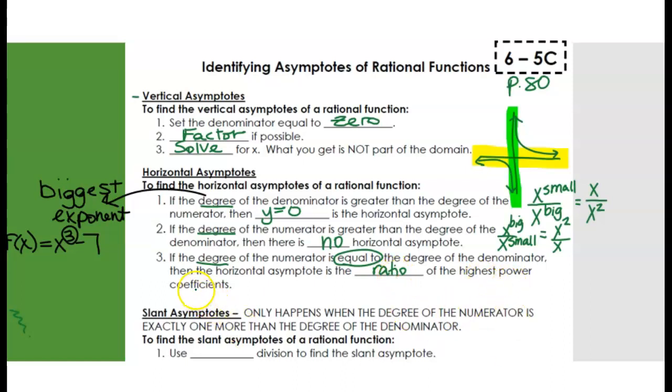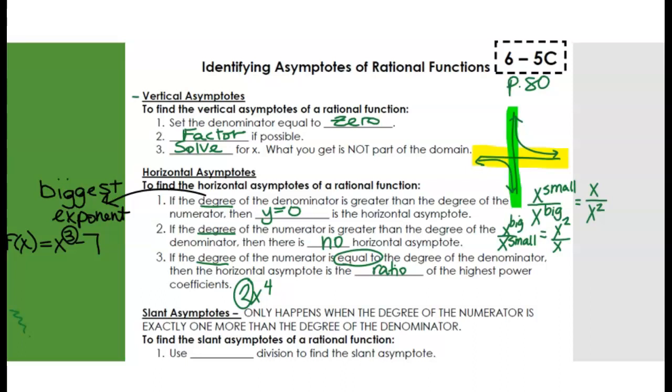What's a coefficient? The number beside the variable. Good. So what is the coefficient in 2x to the power of 4? 2. So you take the ratio of those coefficients. So you've got three different situations here for the horizontal asymptote. Either the degree is bigger on the bottom, bigger on the top, or it's equal on the bottom and the top. And each of those situations gives a different horizontal asymptote or no asymptote at all.